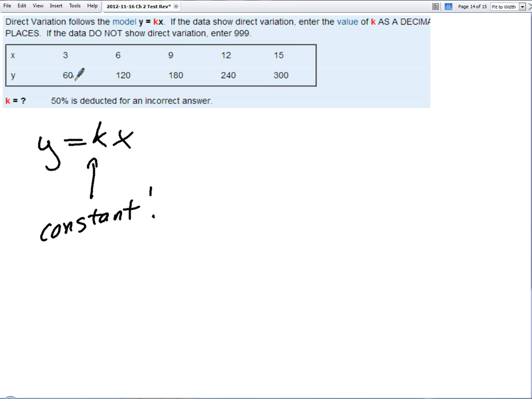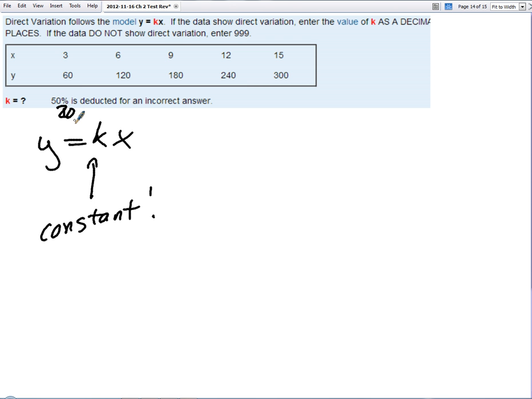Well, if I plug 30 in for y, and 3 in for x, k is just going to be 30 over 3, right? Which is 10. Okay, so the value of k there would be 10. What about here? Sorry, it'd be 20, wouldn't it? Not 10. 60 divided by 3 would be 20. What about here?